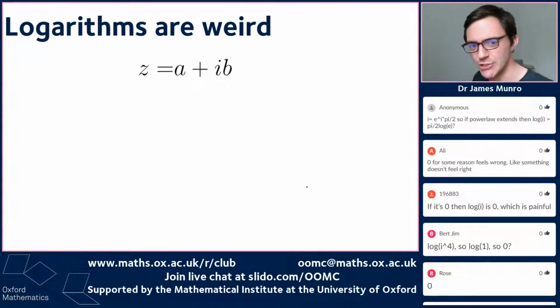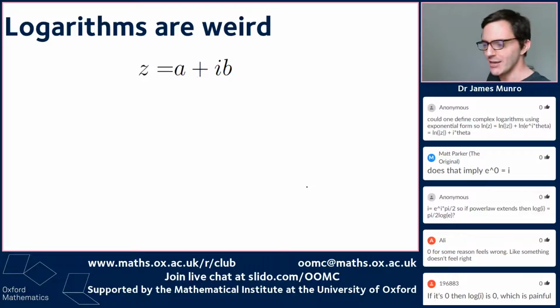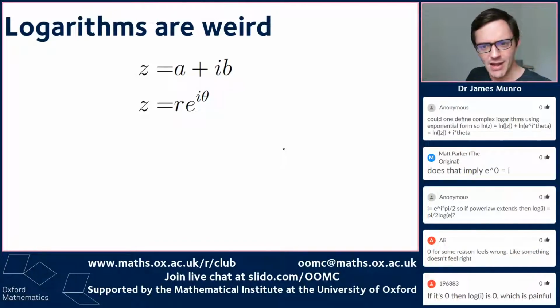Right. 5-minute outreach talk from the University of Oxford. Logarithms are weird, yo. If you sometimes write your complex numbers like z equals a plus ib, sometimes you write them like r e to the i theta. Okay, that's pretty standard. I think further maths will teach you both ways to write complex numbers.